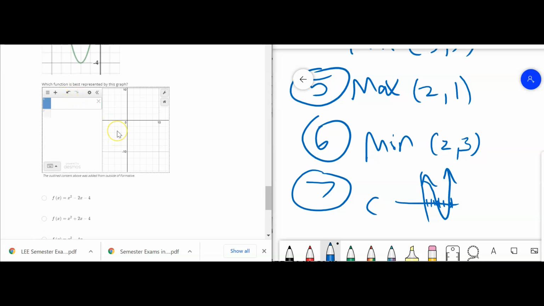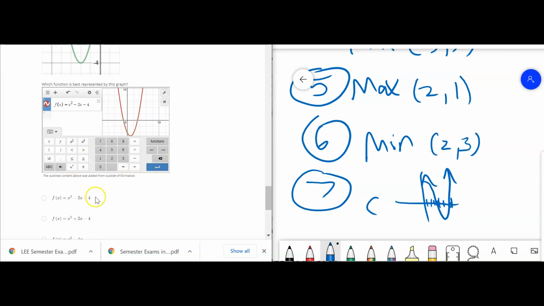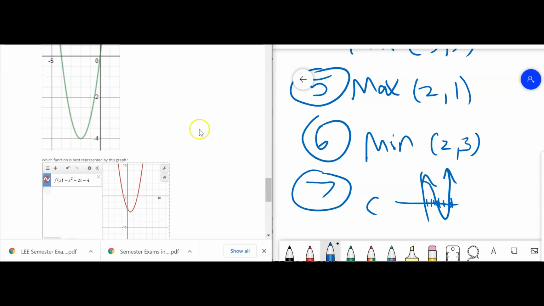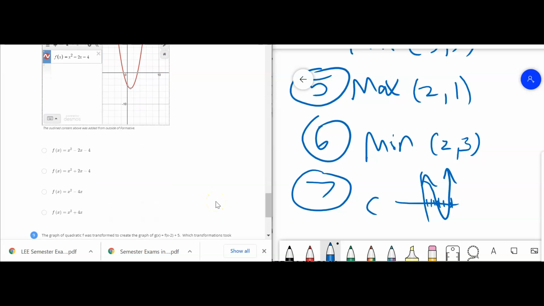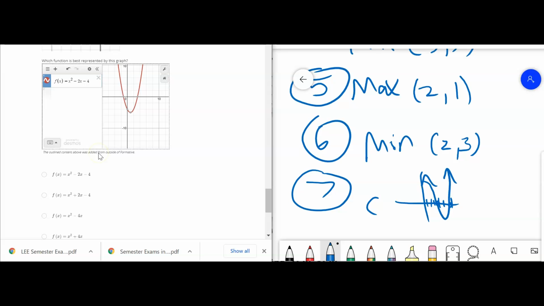So let's do the first one. f of x equals x squared. Remember, for squared, you go to the keyboard, there it is, minus 2x minus 4. All right, I just typed in the first equation. Now here's the question, does that match? Does it go through 0, 0? No. Okay, so it's not A, or it's not the first one.